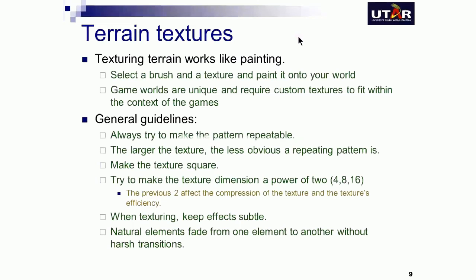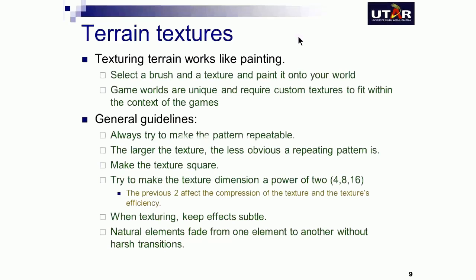Keep the effects subtle in the texture, meaning you try to make it not too obvious. The idea is you want the elements to transition from one texture to another without a harsh transition. So let's say you're moving in a grassy area and you're moving into a hilly area. You don't want a transition where for 1 minute you have a lot of grass, and then the next minute you don't have any grass at all and you have a lot of hill. You want it to transition nicely so that it goes from one element to another naturally, so the environment looks more realistic.